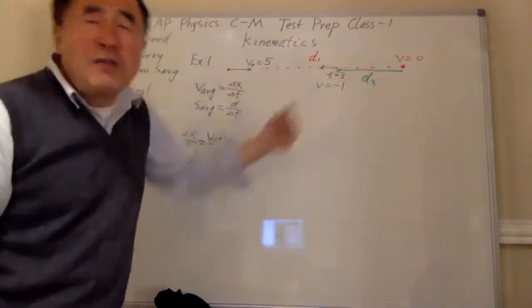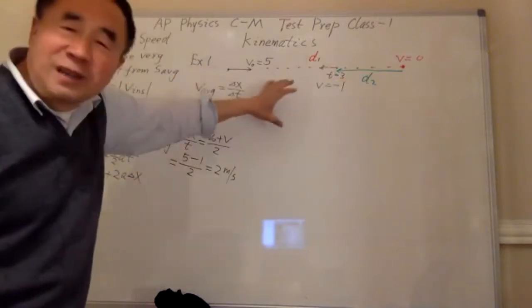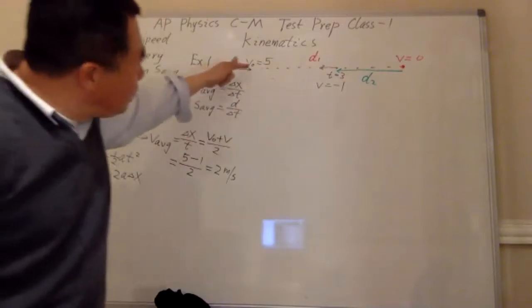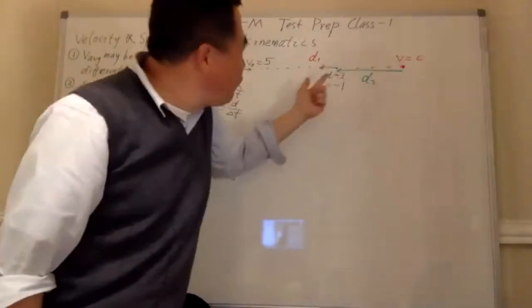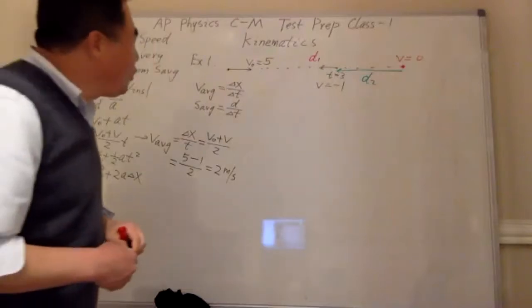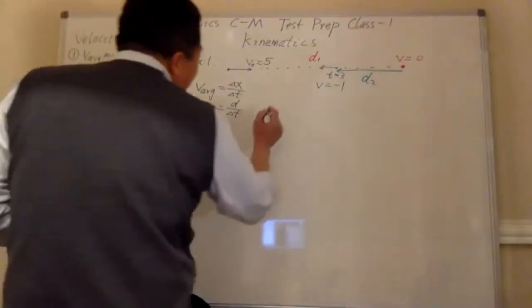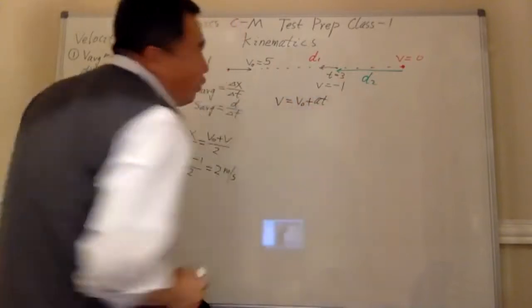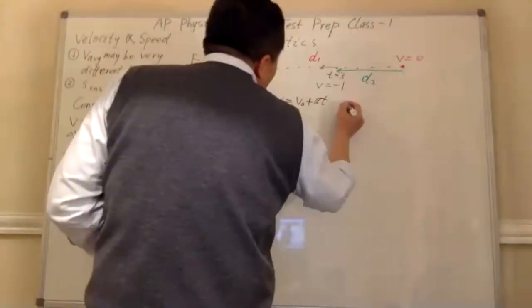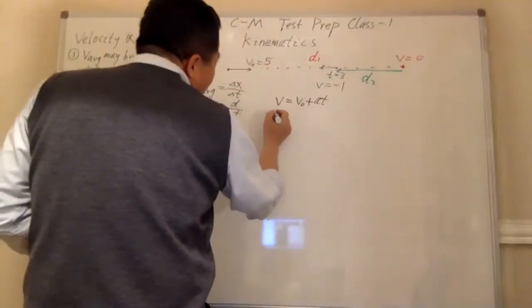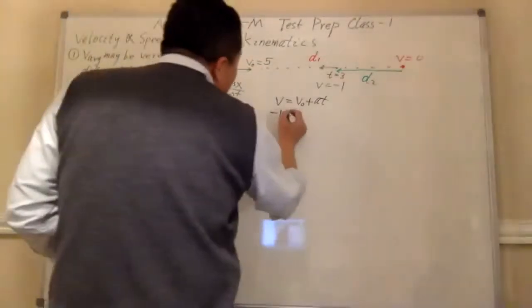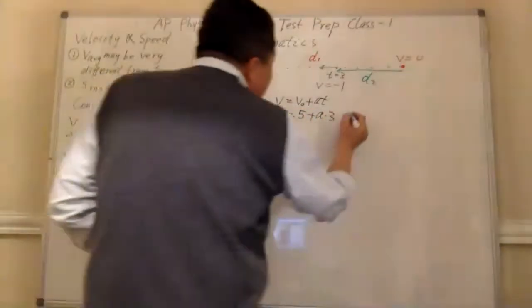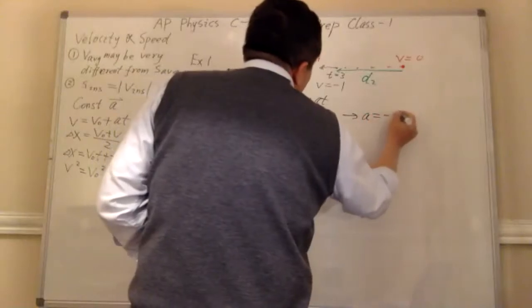But we want to clear up the concepts, so we're using a more detailed way to deal with that. We said the key problem is moving from here to here with constant acceleration. Then what are we going to do? The first part, I know v equals v naught plus at. This formula gives us v, which is -1, the initial is 5, plus a times t, which is 3 seconds. Then immediately we got a equal to -2 meters per second squared.